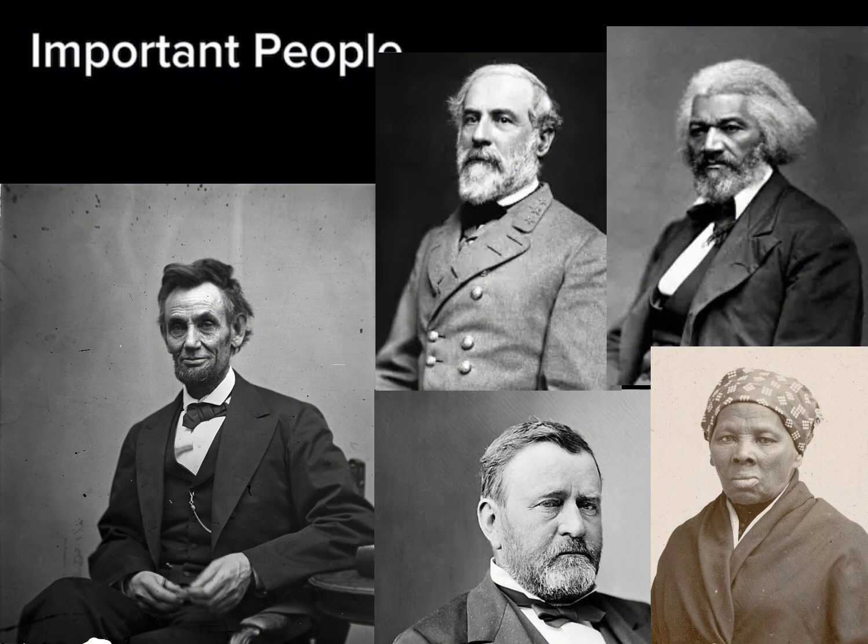Grant was the most successful Union general. He gained control of the Mississippi River and split the Confederacy. Lee was the leading general of the Confederate Army and a symbol of Southern resistance. Douglass became a national leader of the abolitionist movement. Harriet Tubman led over 300 slaves to freedom in a 10-year time span.